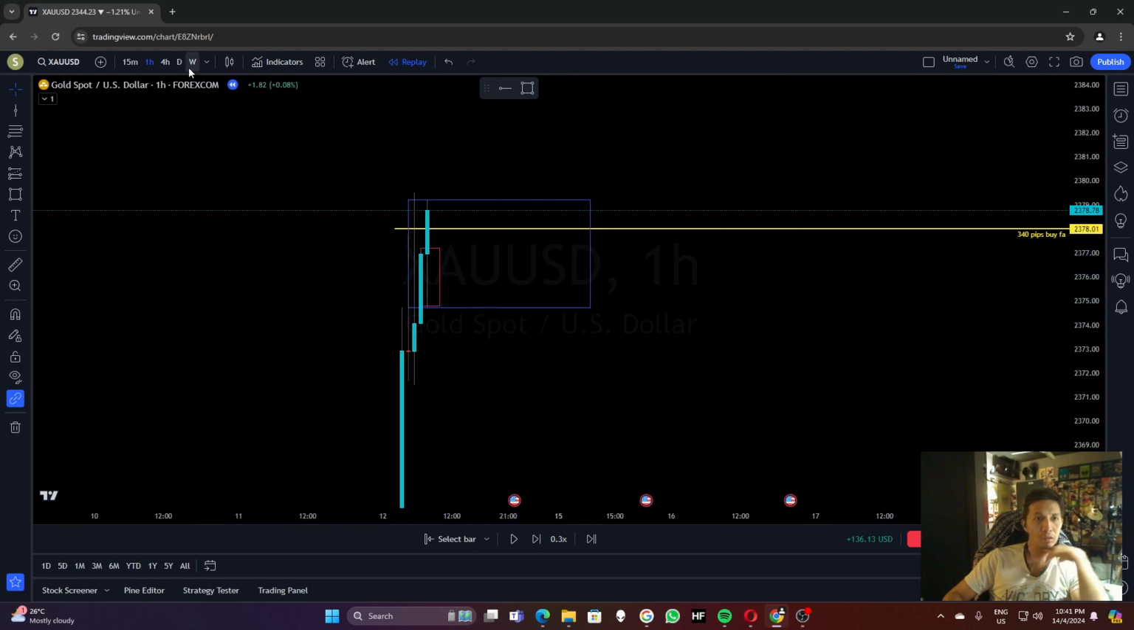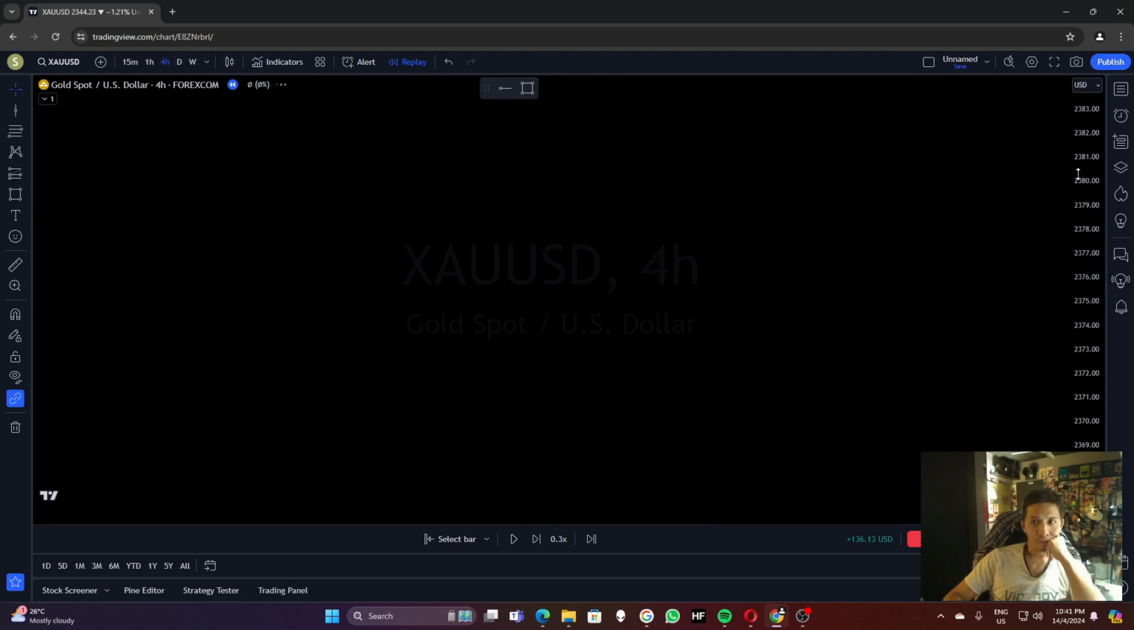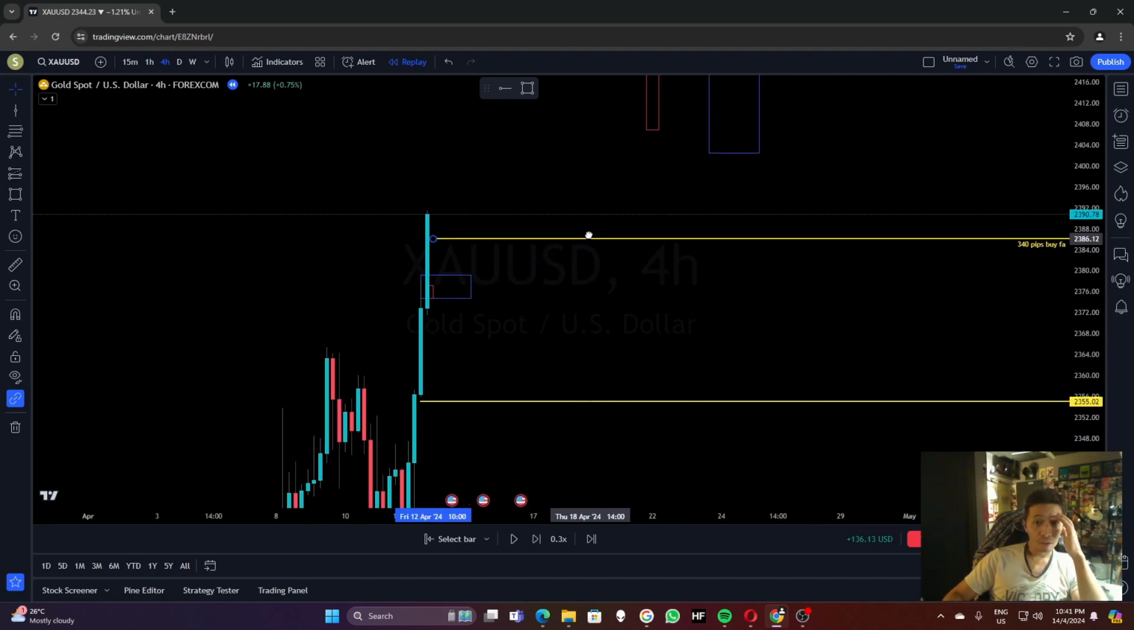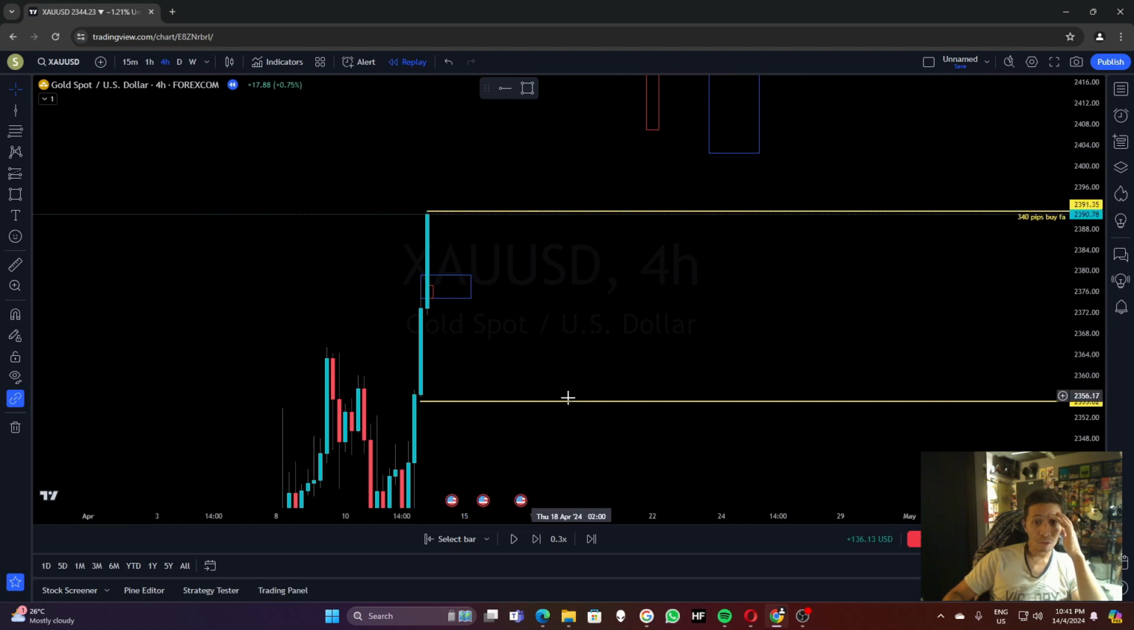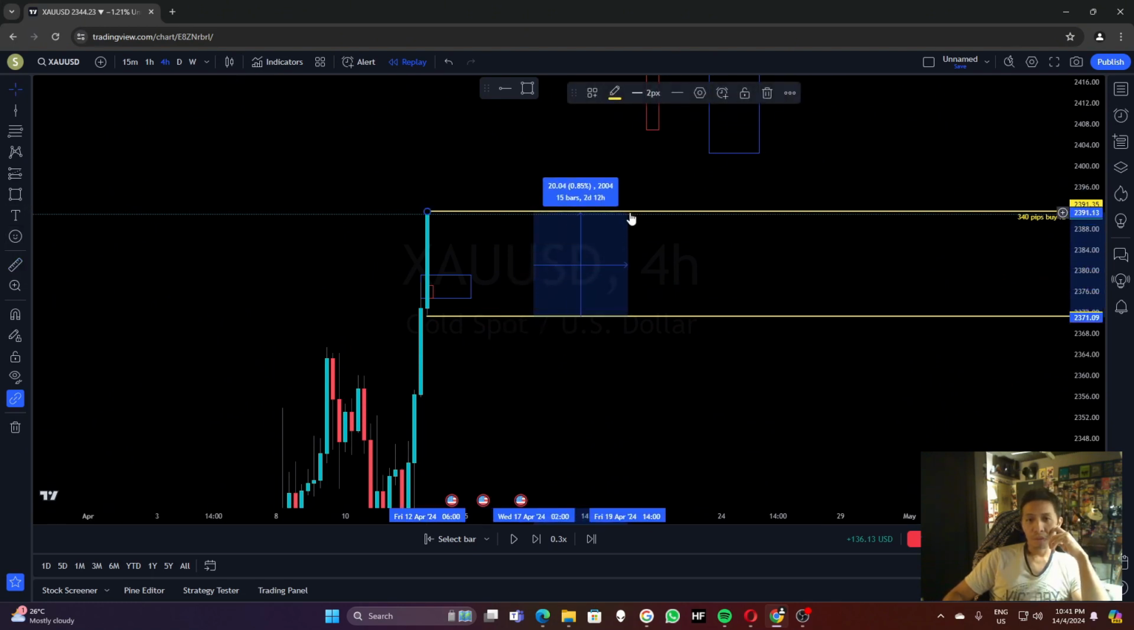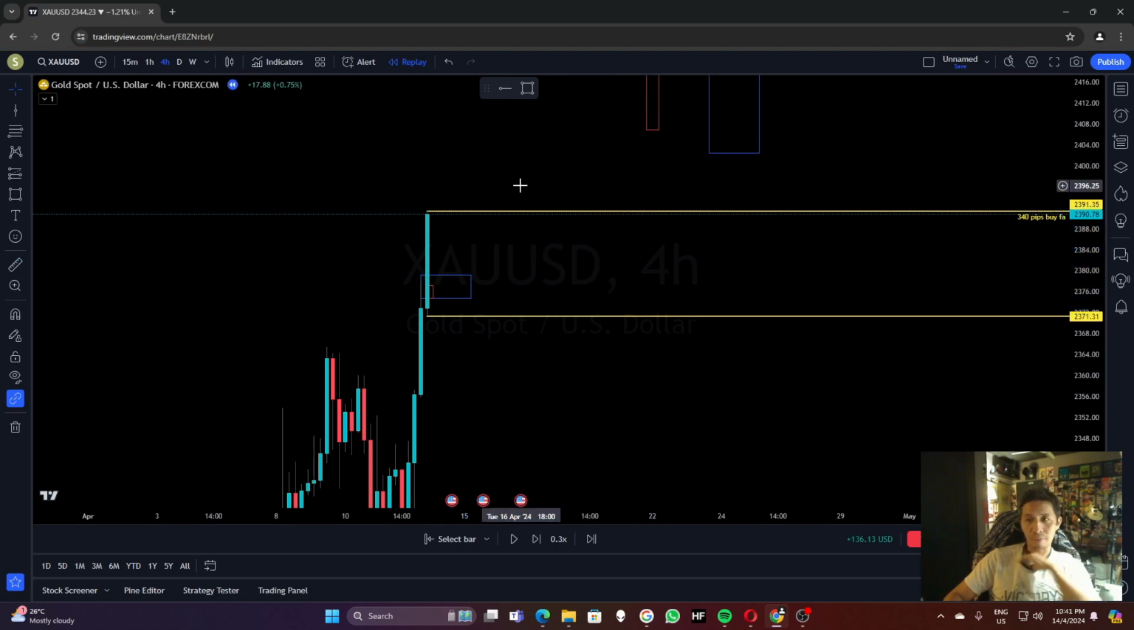So this is a new zone for H1, but could that be H4 as well? Is it a new zone for H4? Let's see. It is. So this is a new zone for H4. I'm going to measure it. If it's more than 74 pips, which it is, it's 200 pips, still a strong buy. I'll go back to H1.